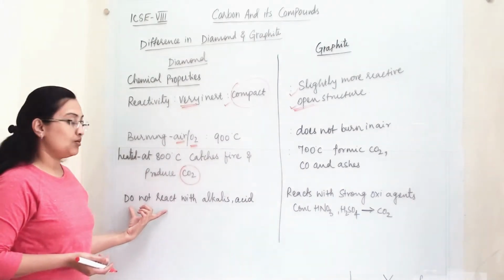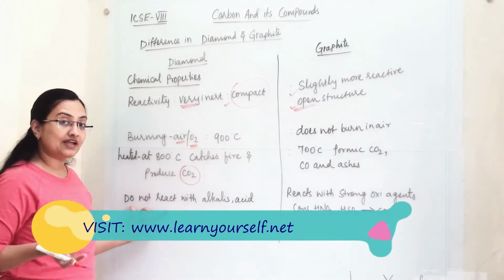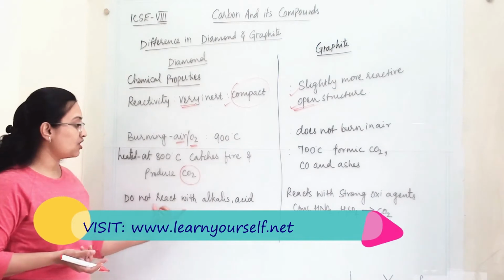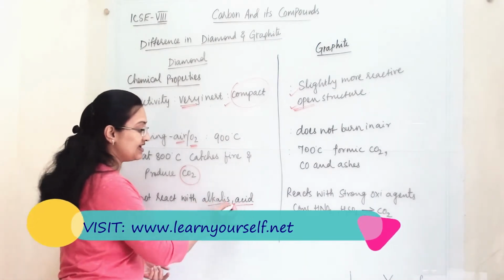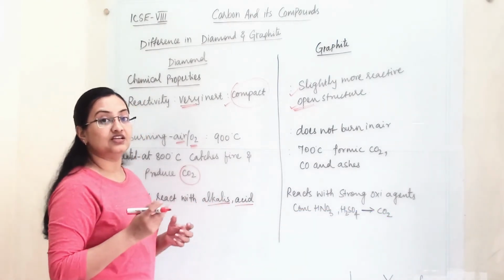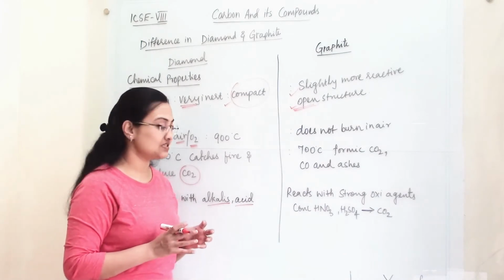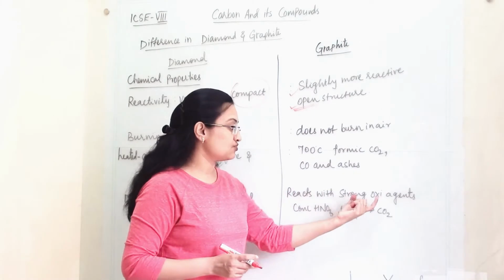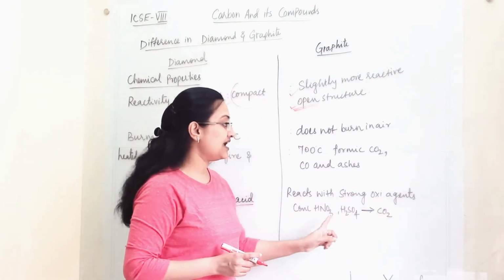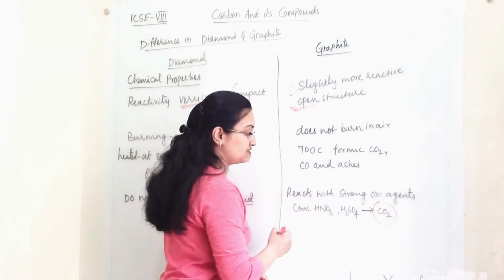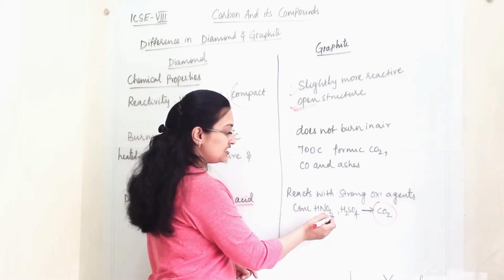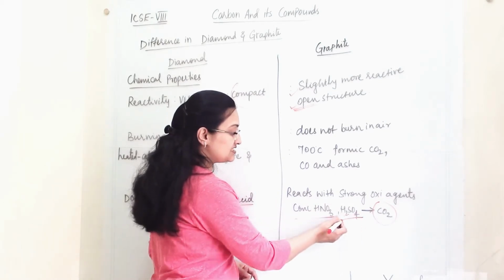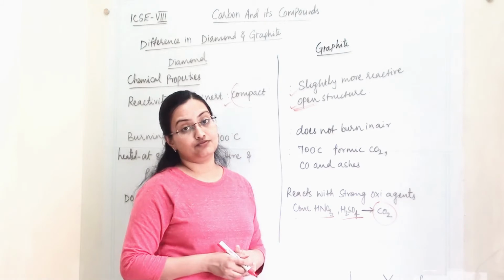Then how about reaction with other chemical reagents? Diamond does not react with alkalis and acids because it has a very strong lattice structure. Whereas graphite will react with strong oxidizing agents, like concentrated nitric acid and concentrated sulfuric acid, and it will give us carbon dioxide.